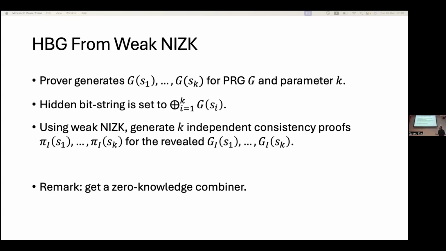And as a remark, I do want to say that you get here a zero knowledge combiner, right? Because it's enough that one string in the XOR is pseudorandom, and then the XOR is pseudorandom. So you do get here a combiner, but we will see that it actually doesn't allow you to amplify any zero knowledge error. Okay, we're going to see that in a moment.